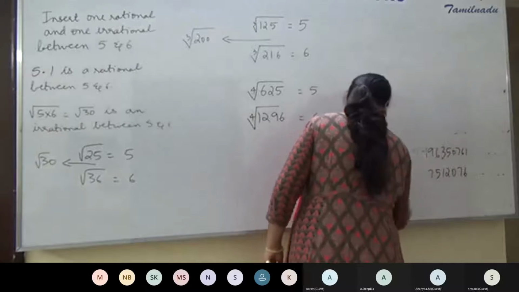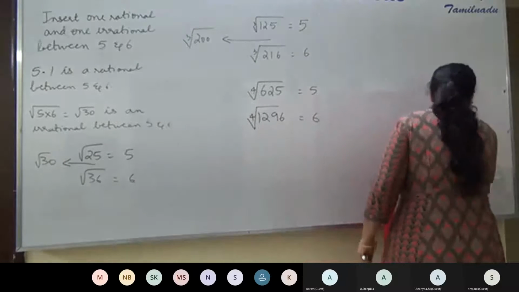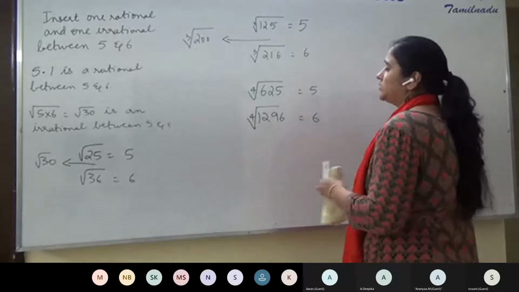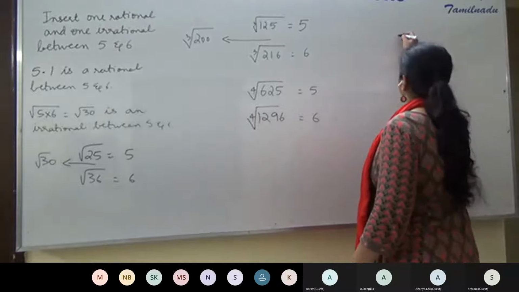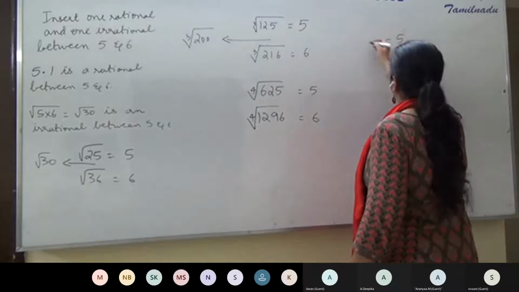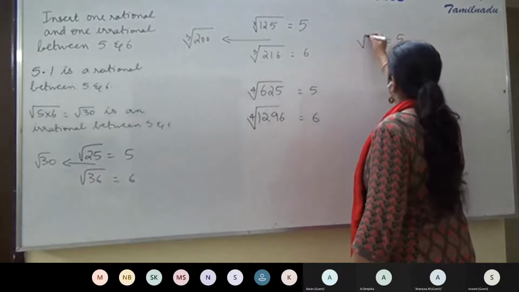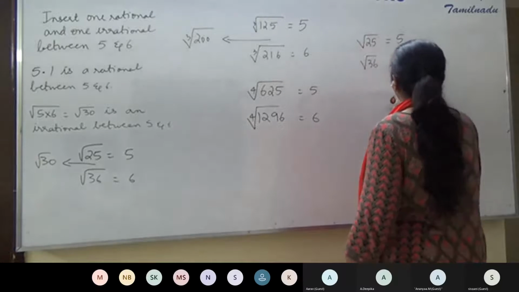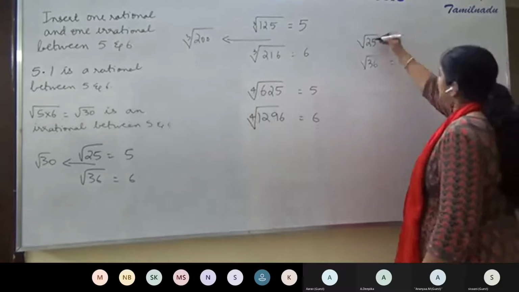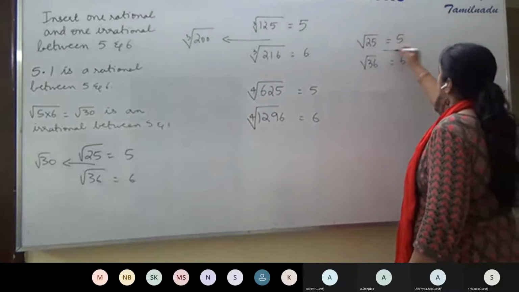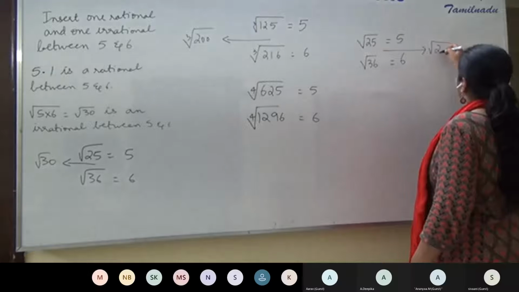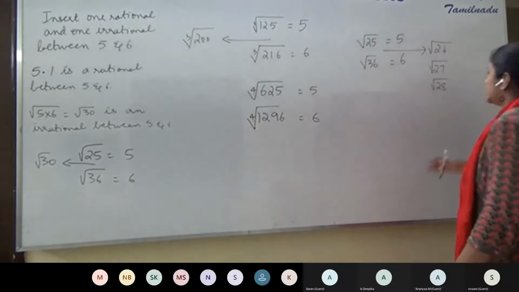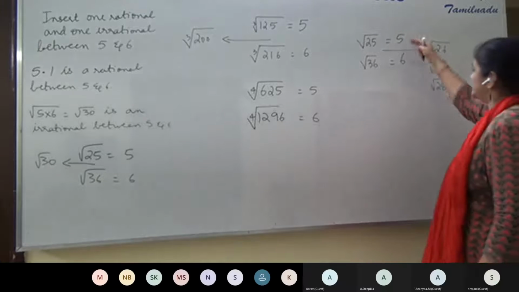All right. So like this, you can insert so many irrationals. You just find their equivalent. When you're given two numbers, see, we had 5 and 6. We expressed 5 as square root of 25 and 6 as square root of 36. So between 5 and 6, meaning between square root of 25 and square root of 36, will be square root of 26, square root of 27, square root of 28. All these are irrationals between 5 and 6.